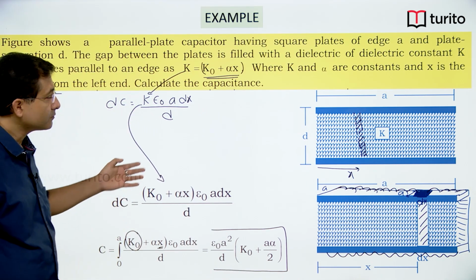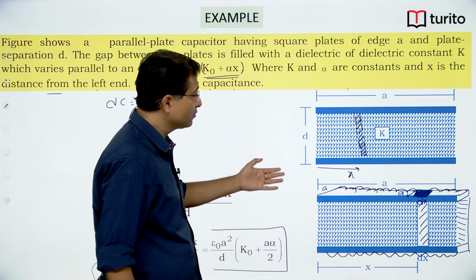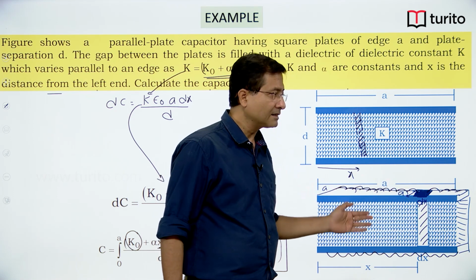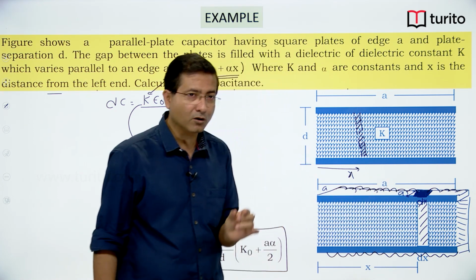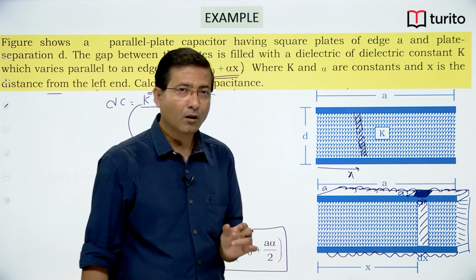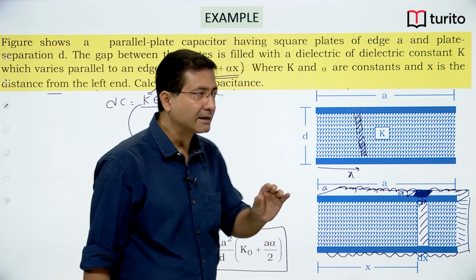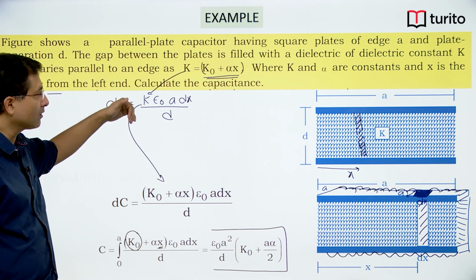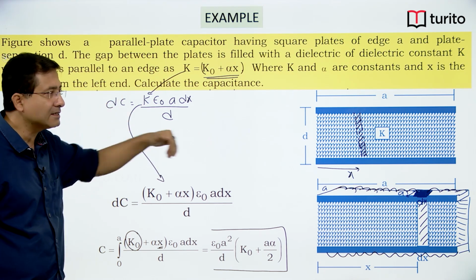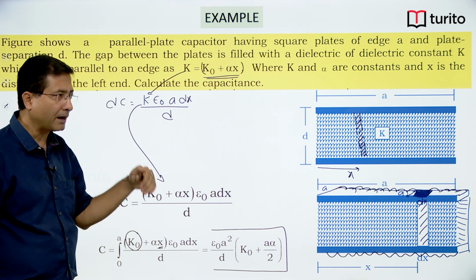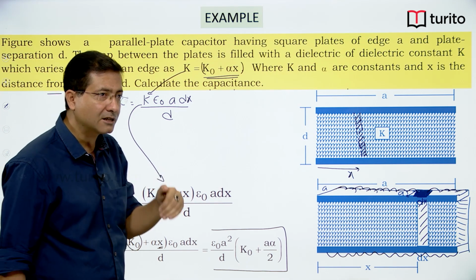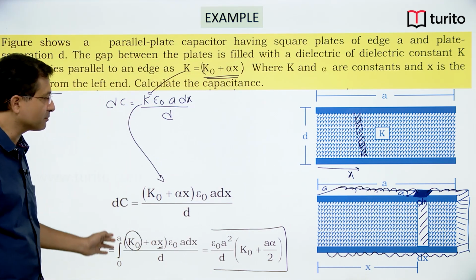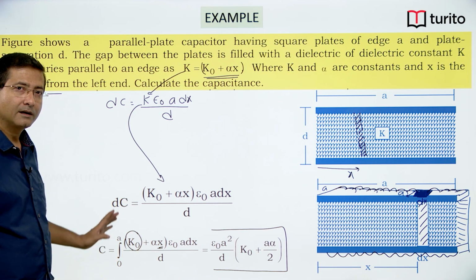The dielectric we are using is not the same throughout. As it was not the same, we considered a small part of the arrangement and calculated its capacitance. From the diagram, I got the information that all dCs are connected in parallel, and for parallel capacitors we have the formula C1 plus C2 plus C3, we just need to add all the capacitances. I am just integrating this expression. I hope it is clear.